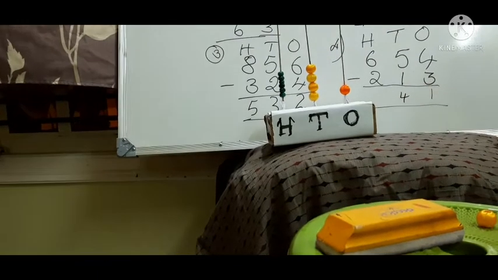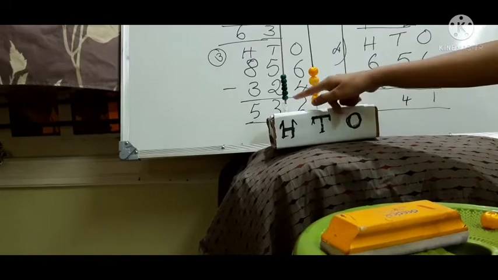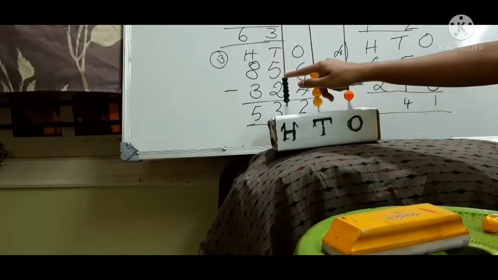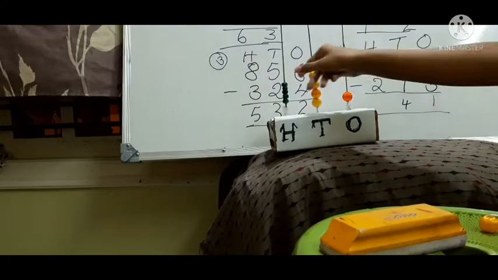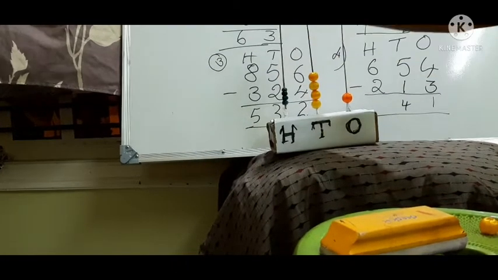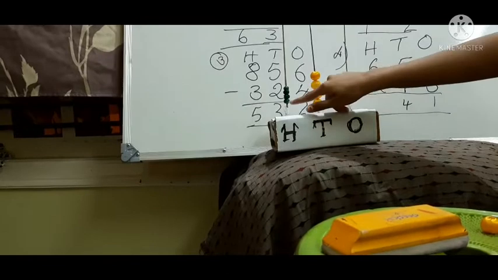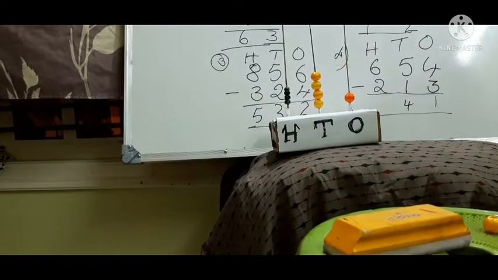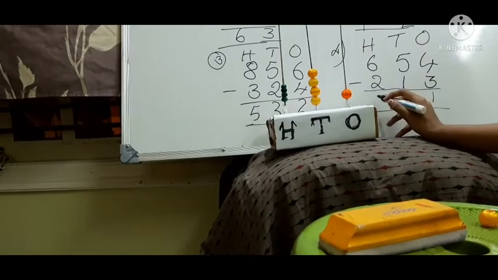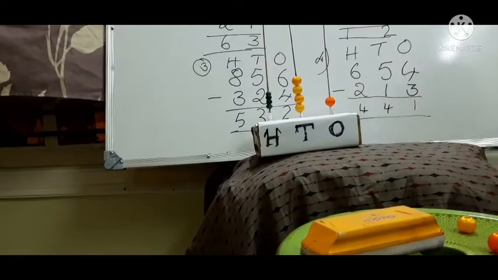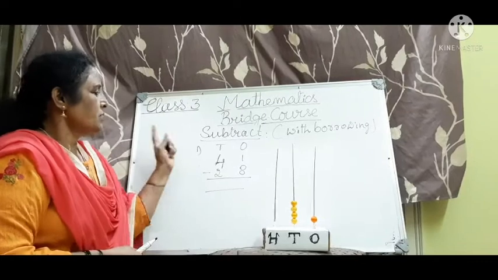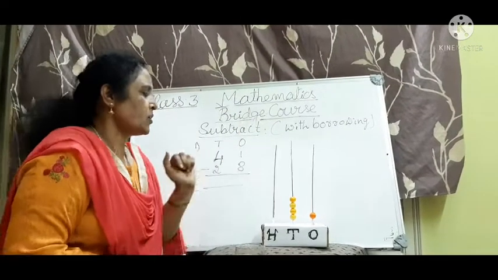Then 600 minus 200. Then we have to remove 2 hundreds. That means 2 beads. How many are remaining now? 1, 2, 3, 4. Then the answer is 441.